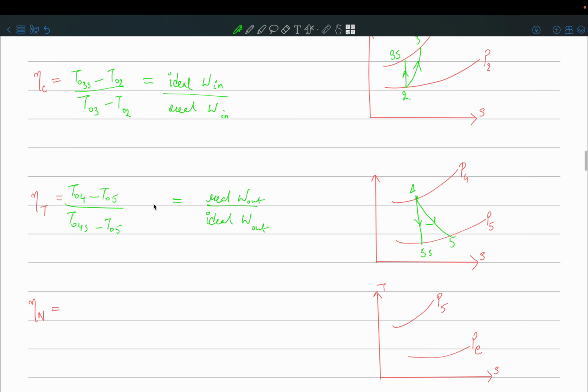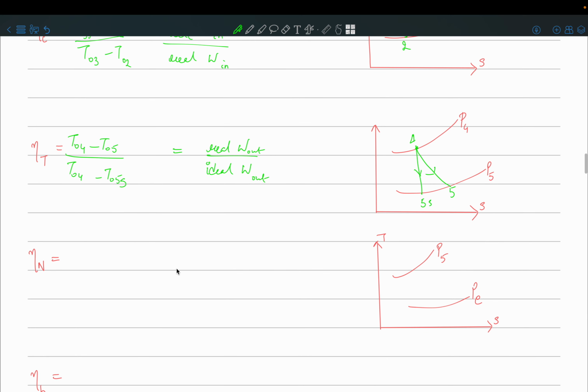So here, 4 is the same state. So 4 is common, 5 is changing, right? So it should be T naught 4 minus T naught 5 divided by T naught 4 minus T naught 5s. And this denominator is larger than the numerator. That's it. And similarly in the nozzle.